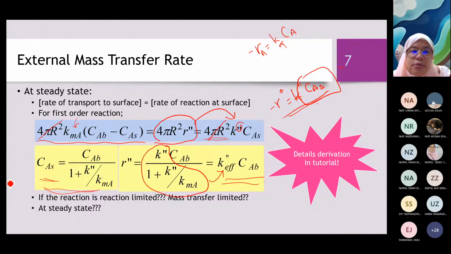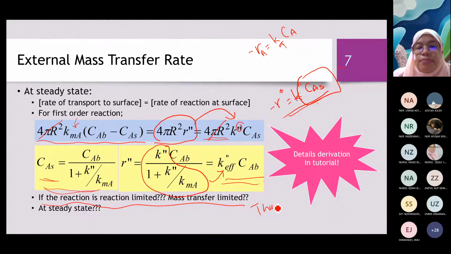All right, so how do we answer this question? If the reaction is reaction limited, what is the overall rate? If the reaction is mass transfer limited, what is the overall rate? I will show this during the tutorial session on Thursday, how to answer this question. We will use this equation to answer it.